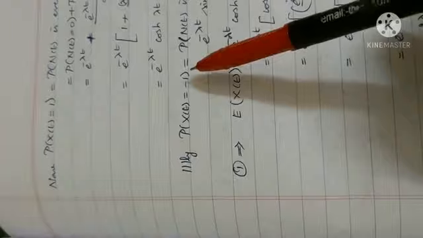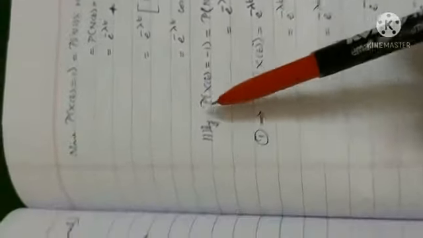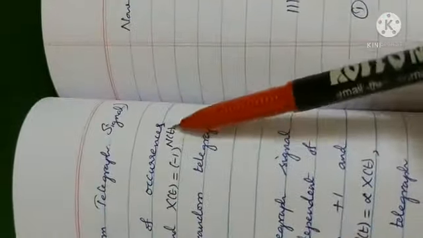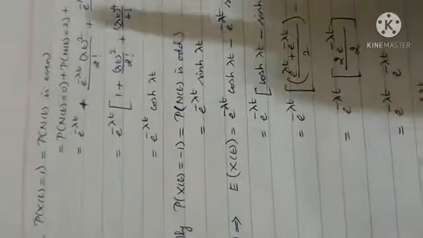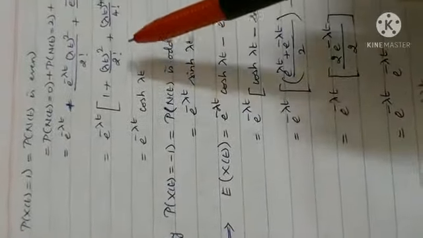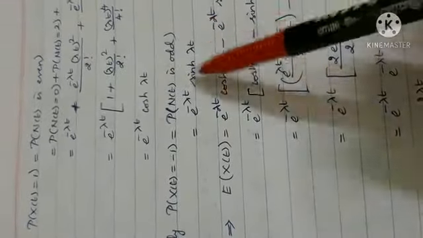Similarly, we have to find p of X(t) equal to minus 1. When will X(t) be minus 1? When N(t) is odd. You need not prove this, you can easily keep it in mind. This is cosh lambda t, and this is sinh lambda t.